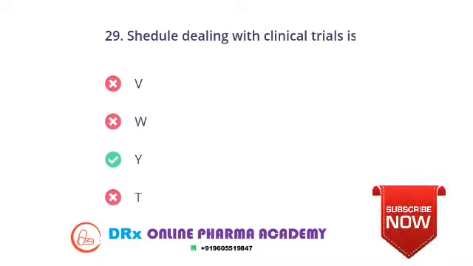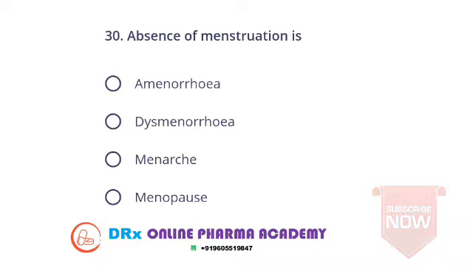Next question. Absence of menstruation is. Options are amenorrhea, dysmenorrhea, menarche, menopause. Answer is amenorrhea. Absence of menstruation is amenorrhea.